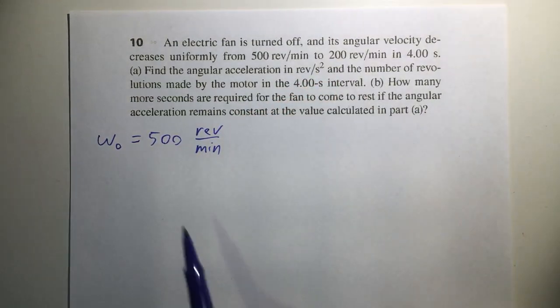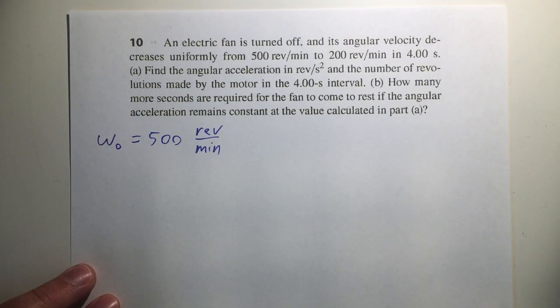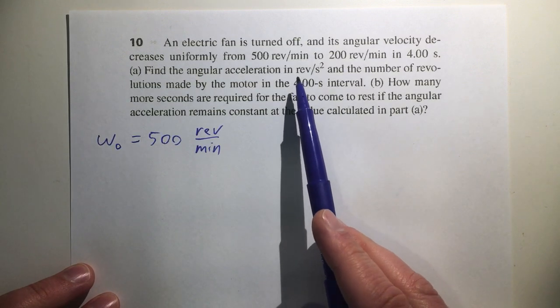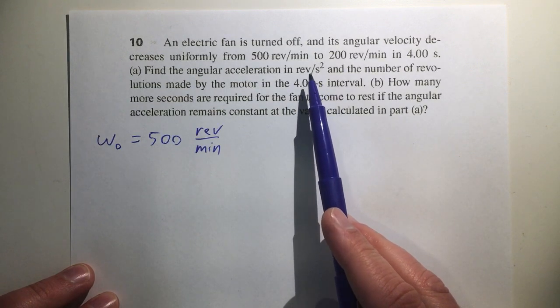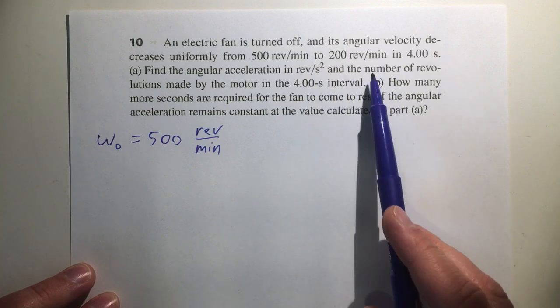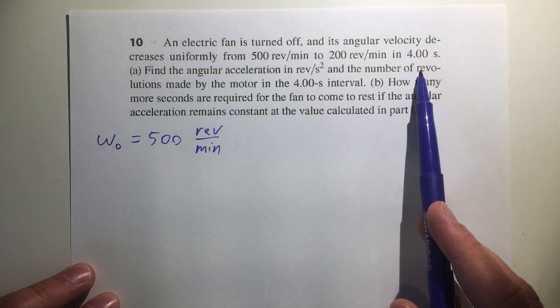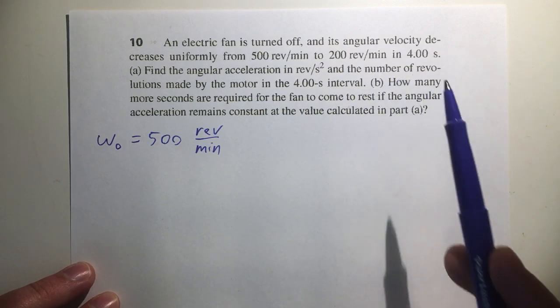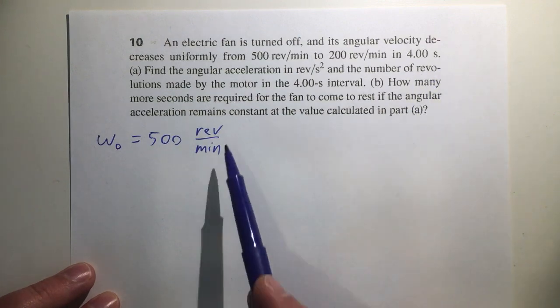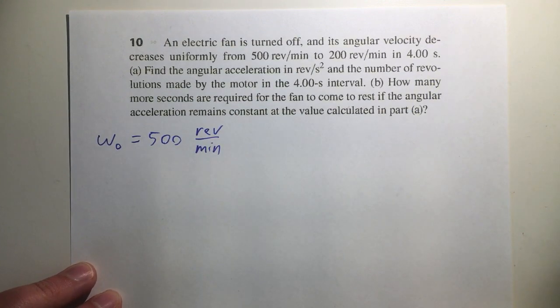Okay, and so neither of these are SI units. Typically, I would recommend you convert revolutions to radians, and minutes to seconds. In this case, they're looking for answers in revolutions per second squared, not in radians per second squared, and they're looking for the angular displacement not in radians, but in revolutions. So I'm going to keep revolutions in this unit because they're looking for the answer with that unit.